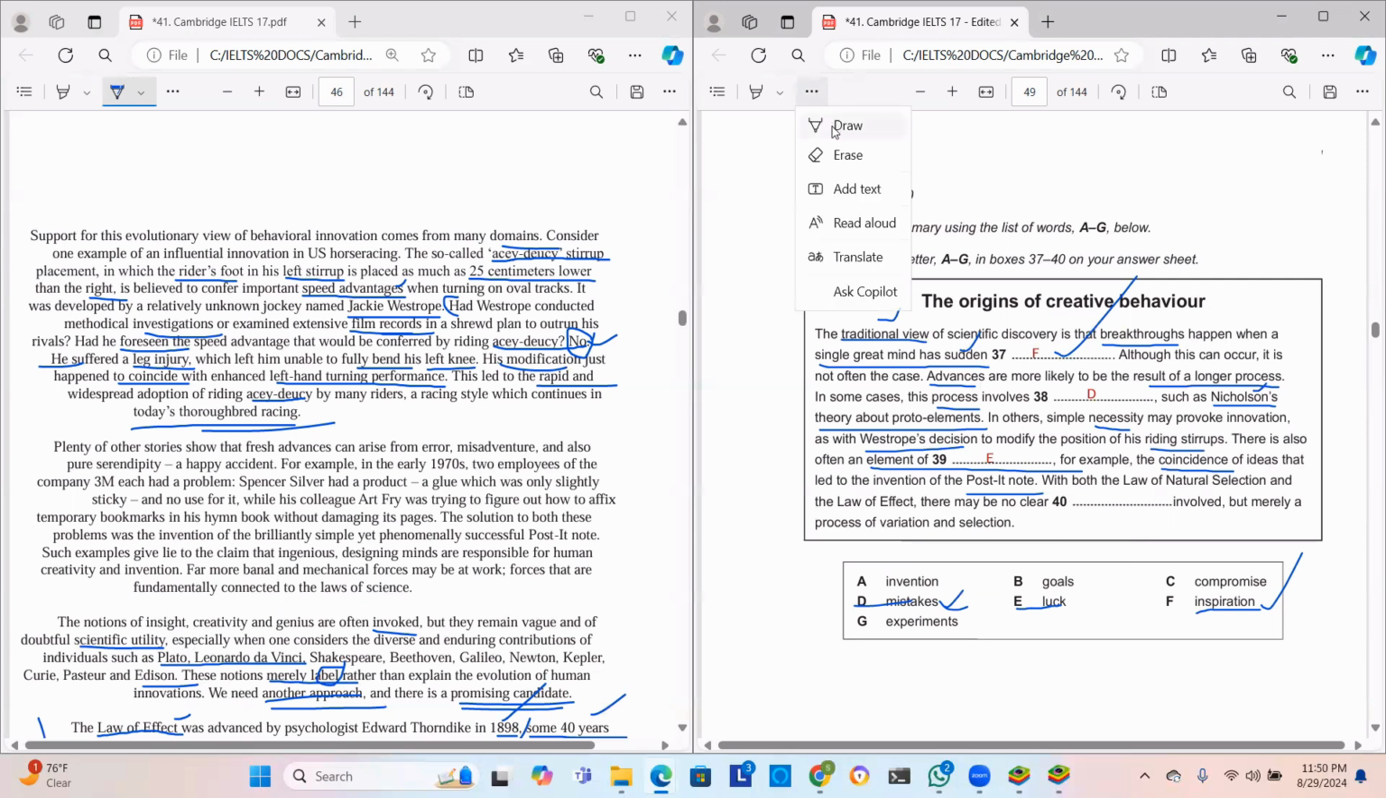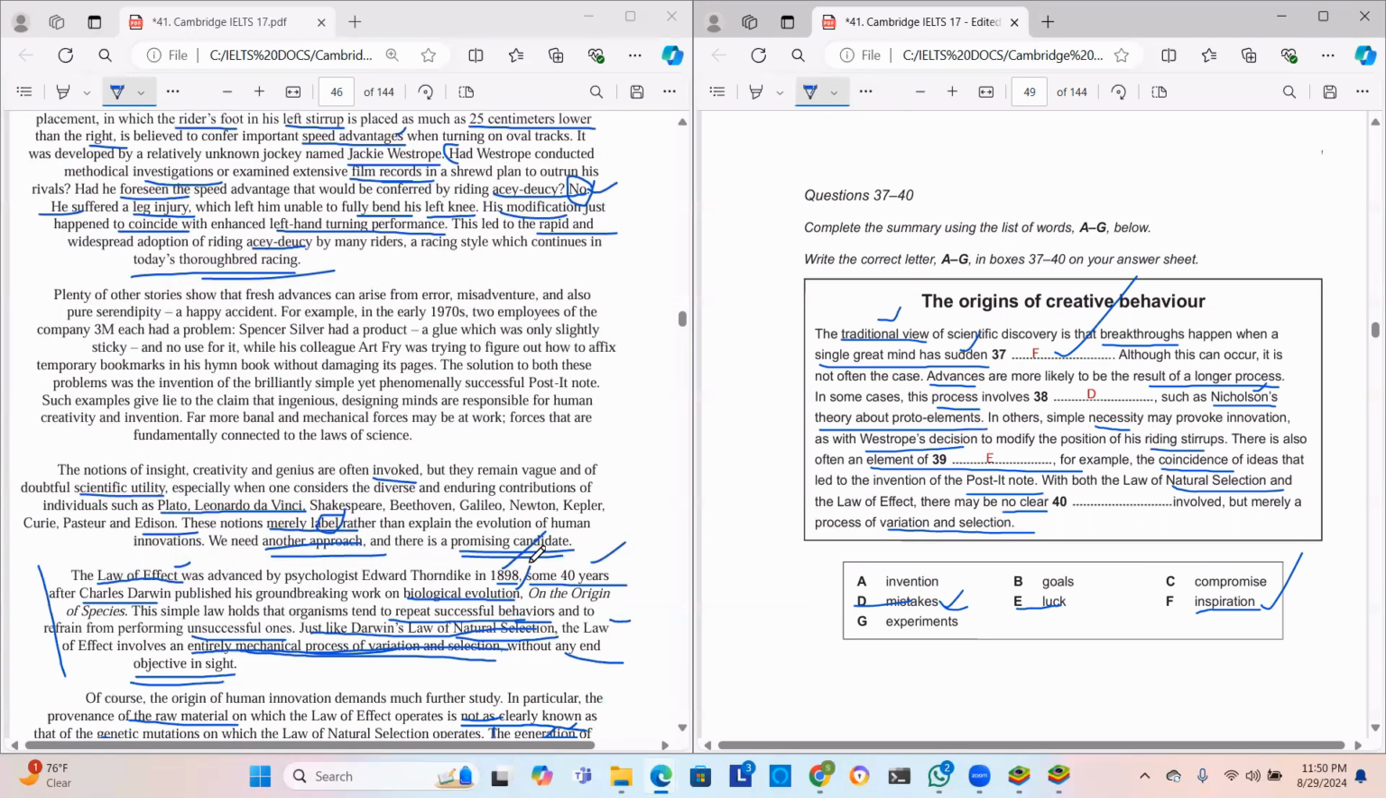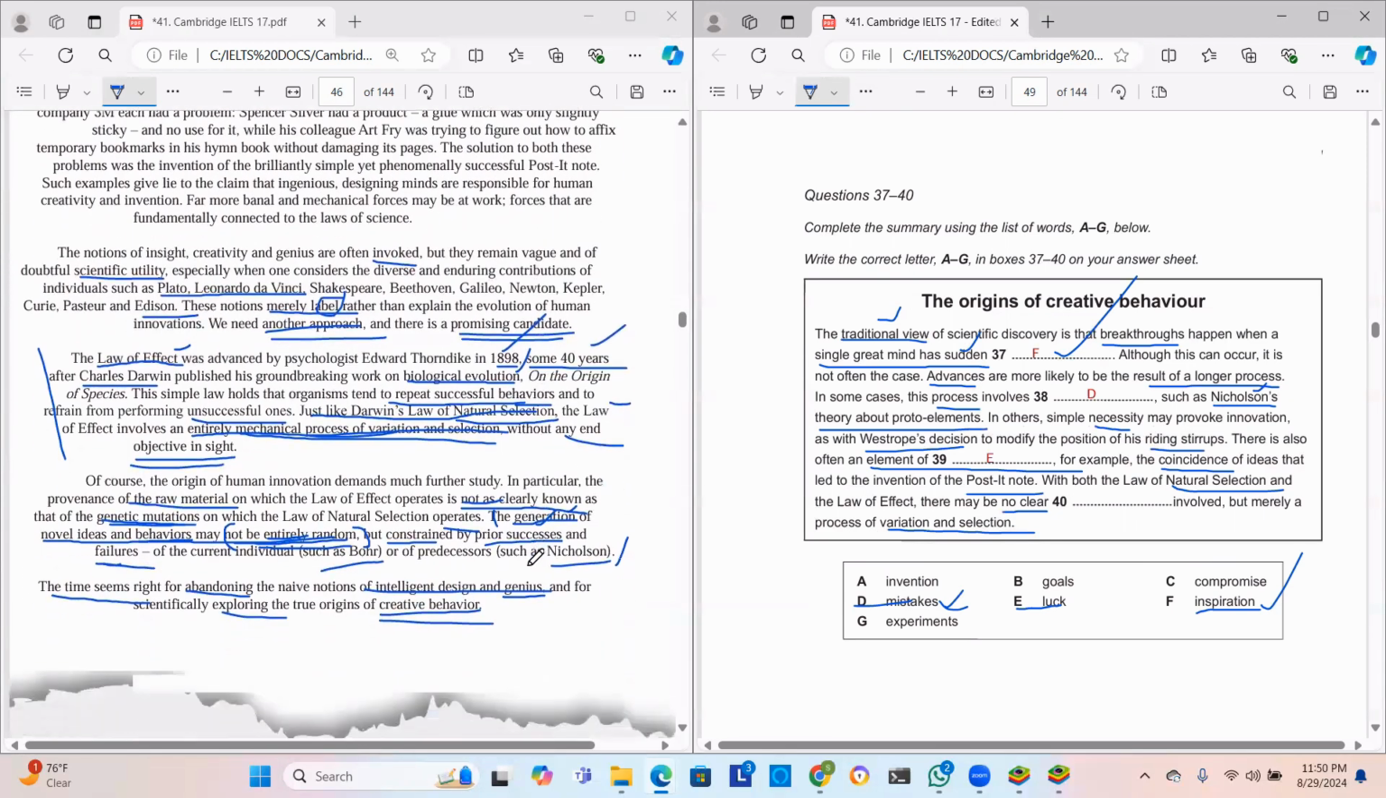Okay, let's move to the last question, guys, now. With both the law of natural selection and law of effect, there may be no clear dash involved. He's talking about something which is not clear. Okay, that is the keyword, but merely a process of variation and selection. Okay, so I think he's talking about the last two, three paragraphs, right?